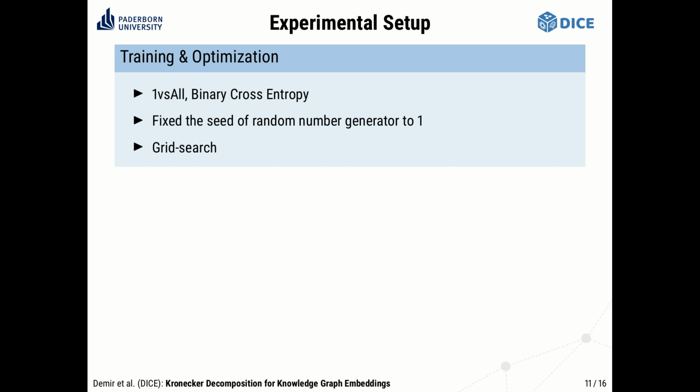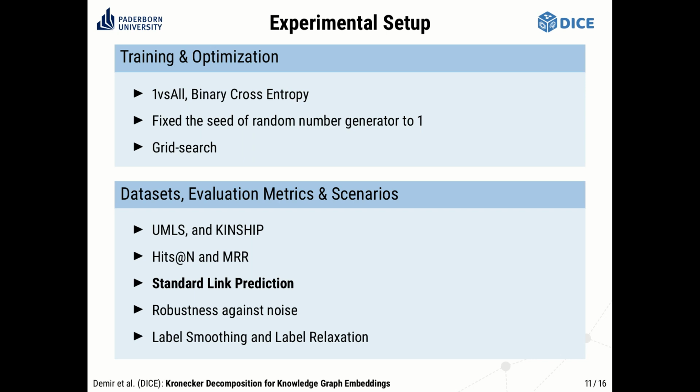In our experiments, we used the one versus all training regime with binary cross entropy, which is the standard loss function used in knowledge graph embedding research. We fixed the seed of the random number generator to ensure the reproducibility of our experiments, and we conducted extensive hyperparameter optimization via grid search on embedding vectors to get fine-grained performances, and we report all the results of the grid search configurations. We use two benchmark datasets and standard metrics.